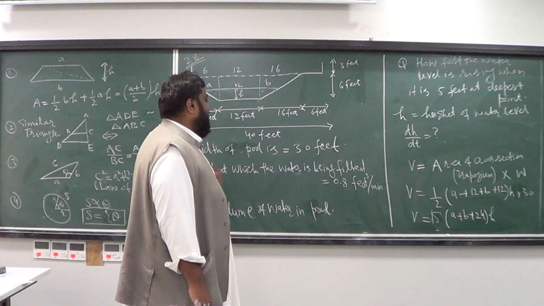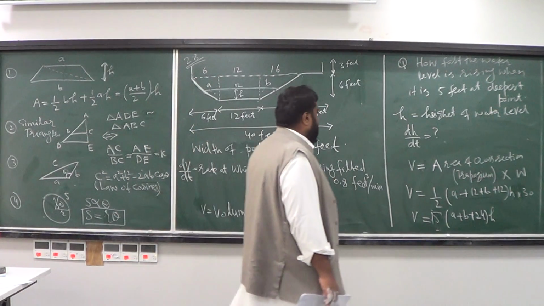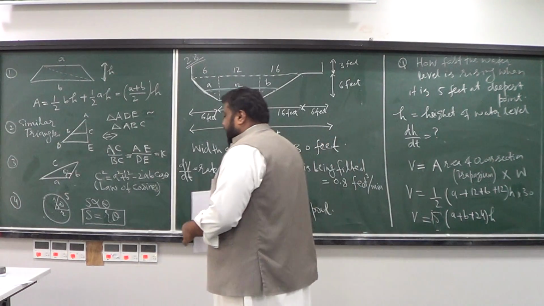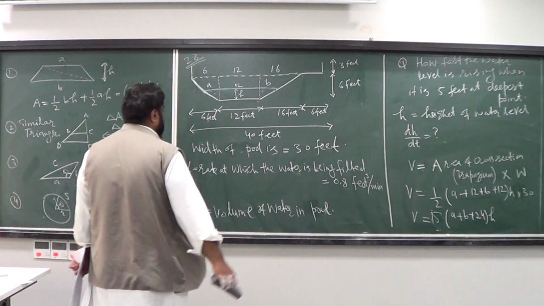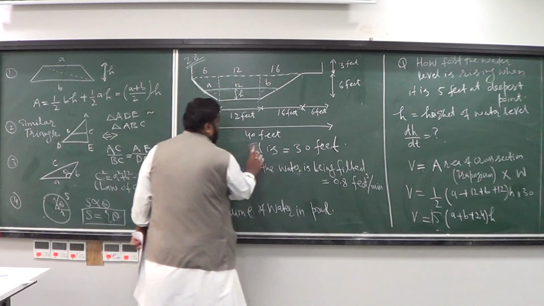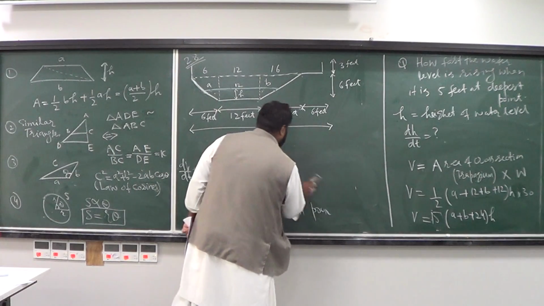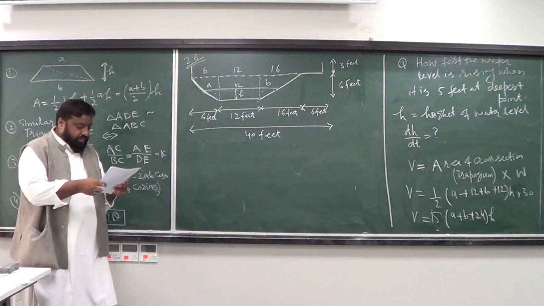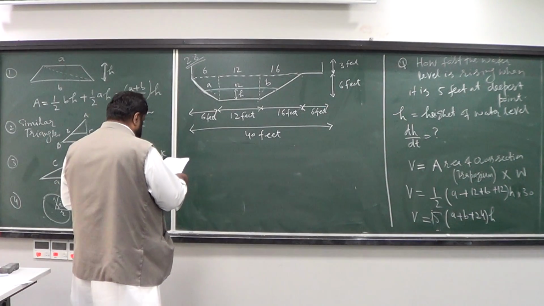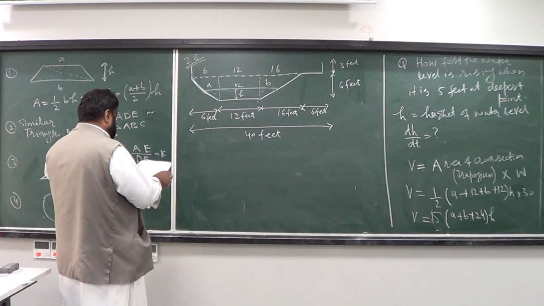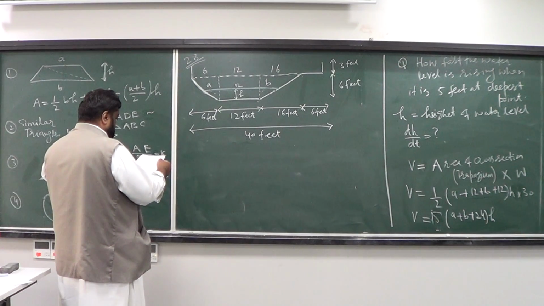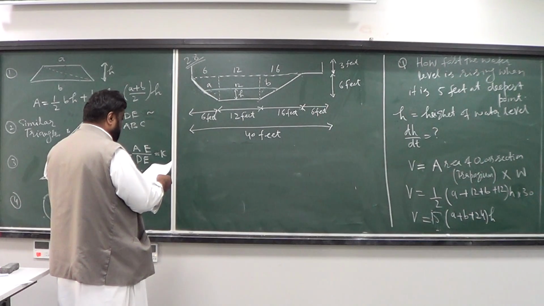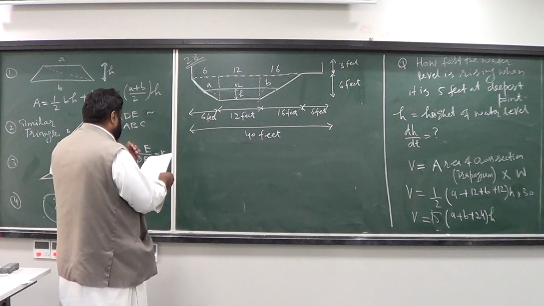And once you know the relationship between volume and the height, what remains? Then let's calculate, for example, the derivatives of both sides. So once you calculate the derivatives of both sides, what are you going to get? We're going to get something interesting.